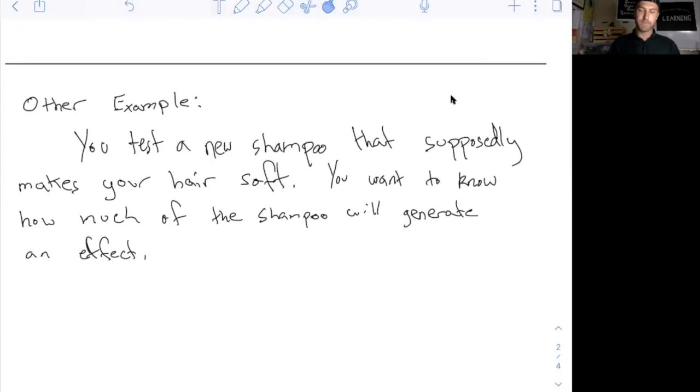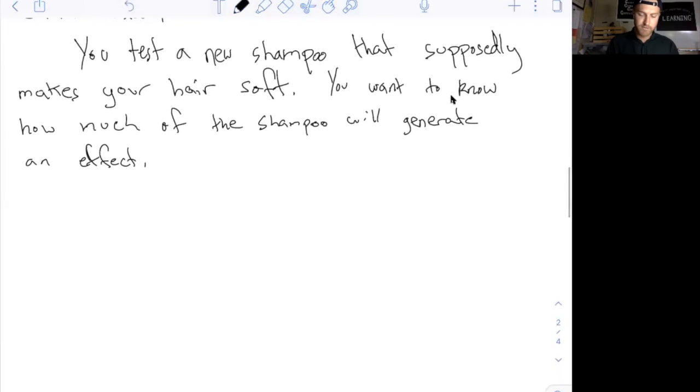Okay. You test a new shampoo that supposedly makes your hair soft. You want to know how much of the shampoo will generate an effect. So what's the IV and what's the DV? Giving you a second to think about it. So what's the effect here? That might be an important thing to maybe start with.